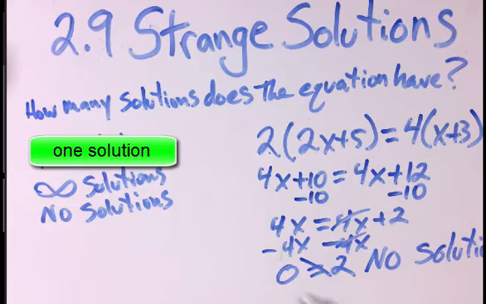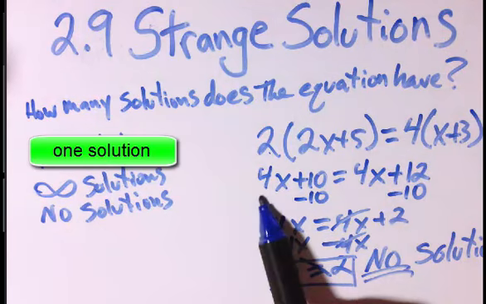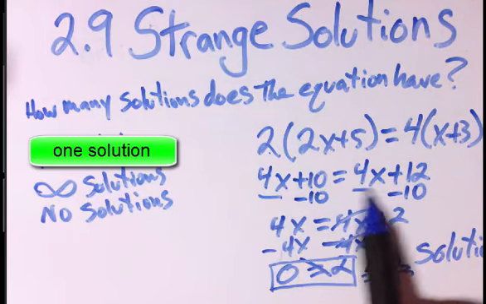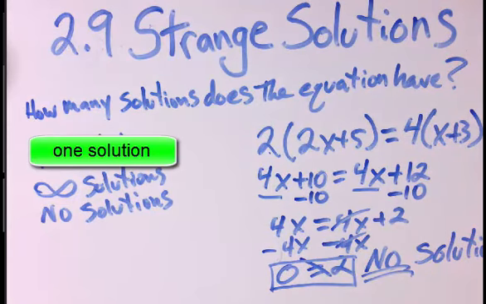So anytime you get to an answer where you don't have your variable and it's two numbers that do not equal each other, automatically know that you have no solutions. And the first clue that that might be the case here is if both the coefficients and the variables are the same on each side.